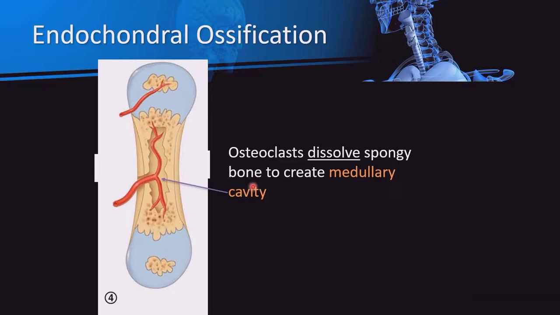Similarly, at the ends of the cartilage model, you can see there are also ossification centers formed. Those are the secondary ossification centers. Now why do we call it a secondary ossification center? Because it is formed after the primary ossification center. And it is formed in the epiphyseal end of the newly formed bone.